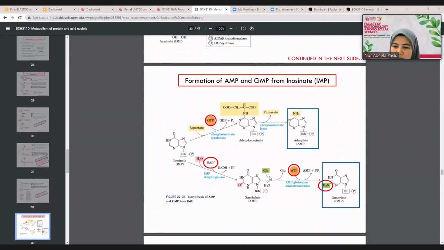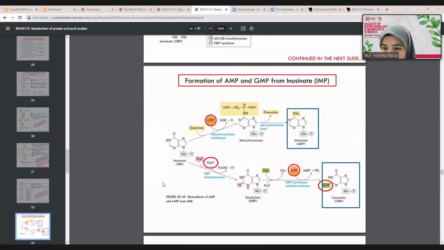Okay, on the formation of AMP and GMP from inosinate or inosine monophosphate. Please excuse me, I have a very poor son. That's why I cannot come today. I'm just worried, because maybe he will get admitted or something, but we'll see. That's why I cannot go to UPM. I have to stay with him while waiting, because we have a hospital appointment this afternoon. Okay, sorry for that.